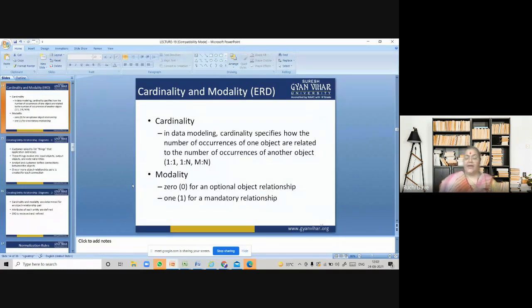Now, Aditya, can you tell me what is cardinality? I have given you this example many times. So the difference between cardinality and modality, again, I'm repeating for you. What is cardinality? Have you understood cardinality?